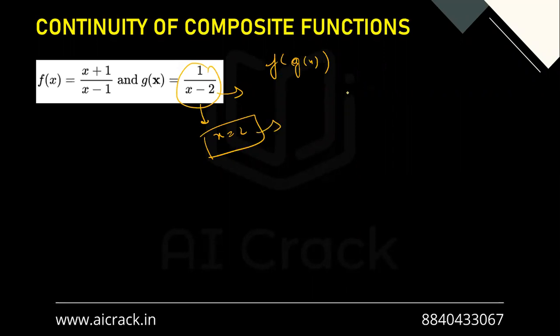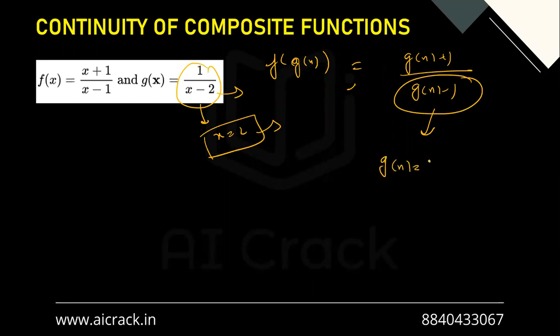Now the second one would be, let's write f of g(x). That would be (g(x) plus 1) divided by (g(x) minus 1). I can clearly see that this would be the second point where the function is not going to be continuous. So at g(x) equals 1, it would give us one point where the function is not going to be continuous. So this and this point.